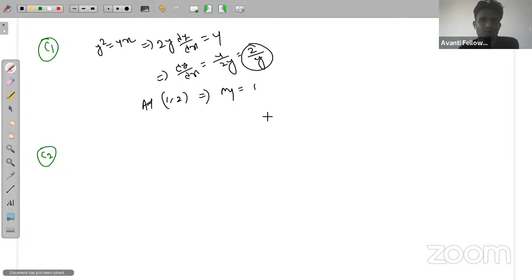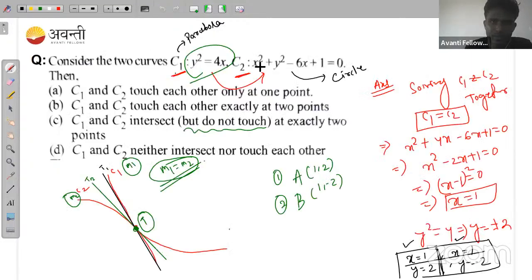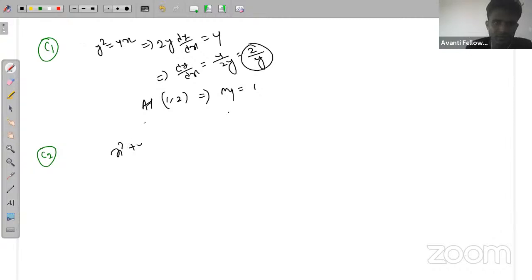Okay. Now at (1,2) we got this value. So now at (1,-2) this value will be found. But let's finish both the curves for the single point first, then we'll go for the other point. Now, the other curve is x square plus y square minus 6x plus 1 is equal to 0.